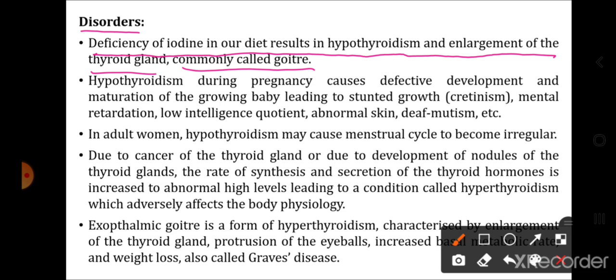So if there is a deficiency of iodine in the diet, of course the secretion of thyroid hormone will not be proper. So what will happen because of that? Hypothyroidism. Hypo is less, and thyroidism is secretion of thyroid hormones. So there will be a deficiency in thyroid hormone secretion. Apart from that, this iodine deficiency also causes the enlargement of the thyroid gland, and this disease is commonly called goiter.